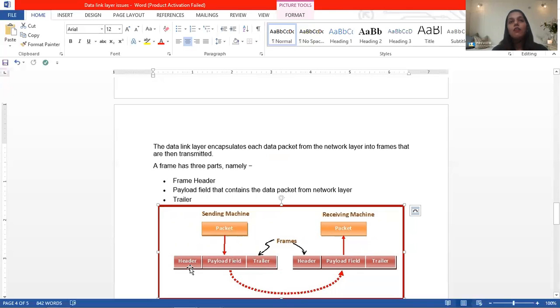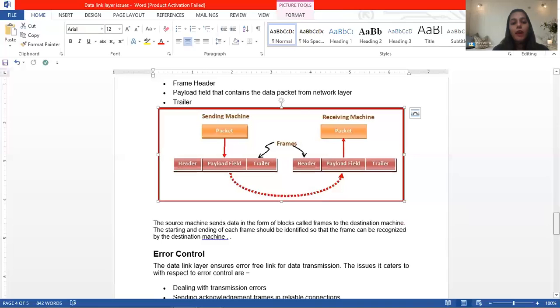So the header consists of the sender and receiver address, right? And the tail also has some other bits. Okay. So frame: header, payload field that contains the data packet from the network layer, and the trailer. So the source machine sends data in the form of blocks called frames to the destination machine, right? So these frames are what? The blocks of data, right? These data blocks are called frames and are transmitted to the destination.